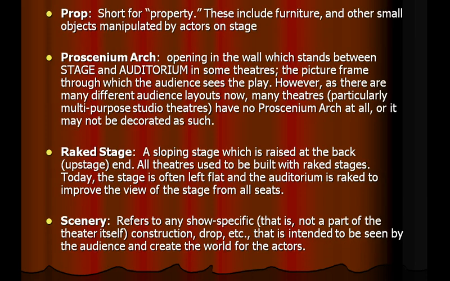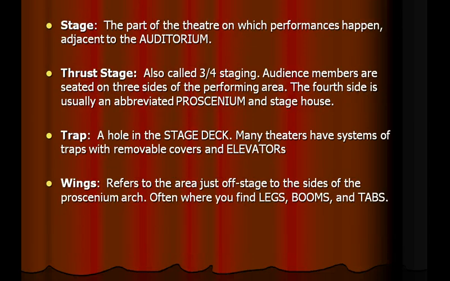Prop is short for property, includes all furniture and other small objects manipulated by actors. The proscenium arch is the opening in the wall which stands between the stage and the auditorium. A rake stage is a sloping stage raised at the back. Scenery refers to any show-specific construction that's intended to be seen by the audience. The stage is the part of the theater on which the performances happen.